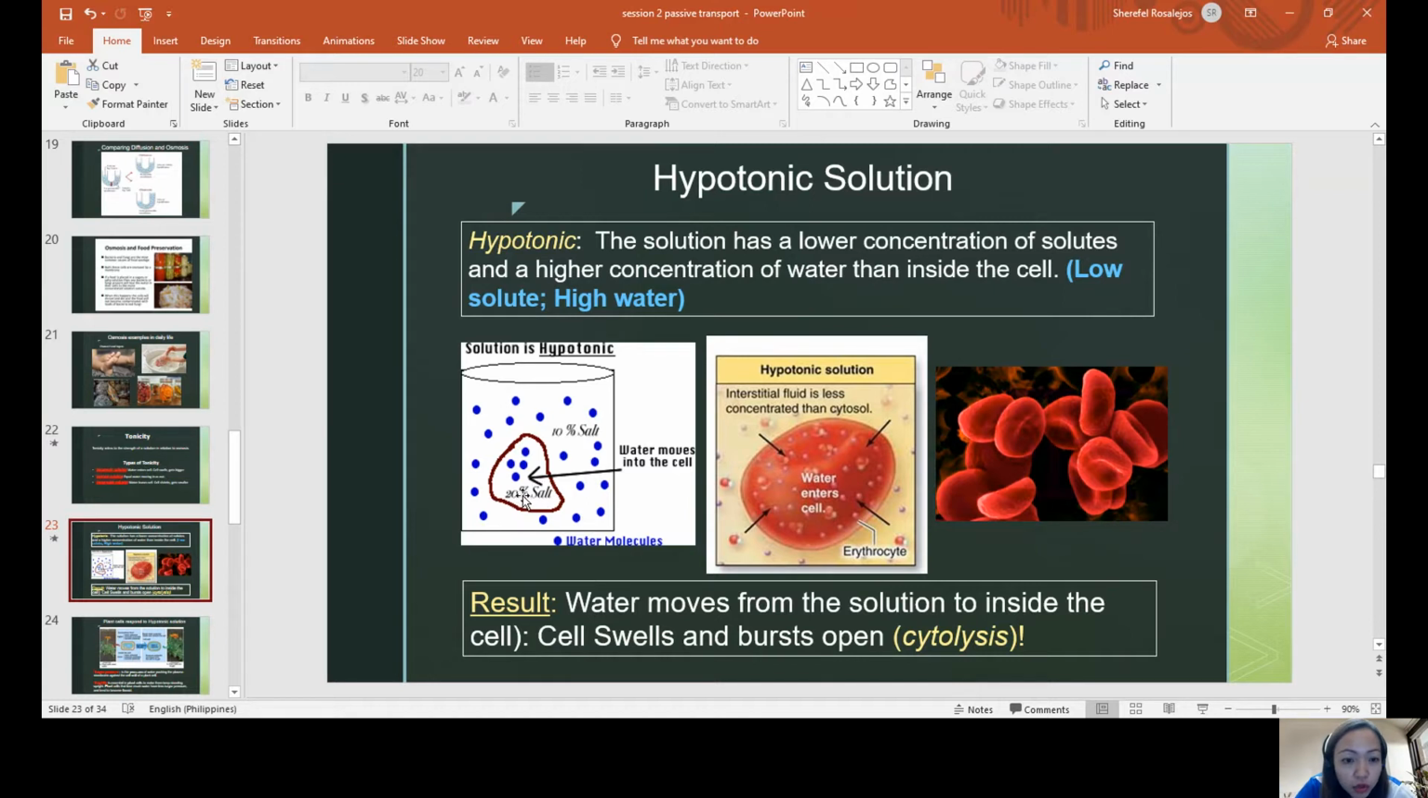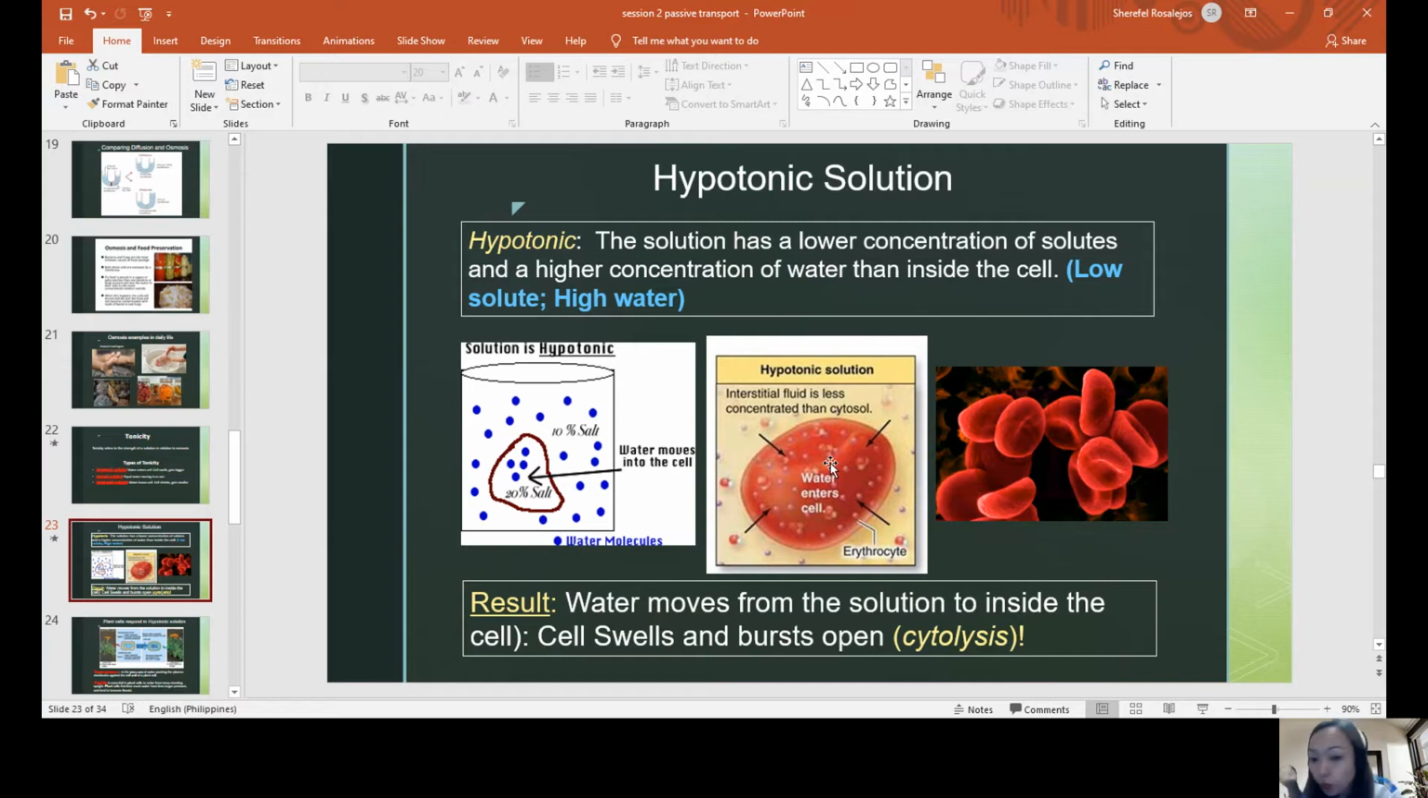Remember that the solutes will suck in water. So if this is hypotonic, meaning mas taas ang concentration of solutes sulod sa cell, what is the movement of the water? It will go, the direction of water potential is going into the cell. So what will happen to the cell? It will swell. It will mutambok, muburot si cell.